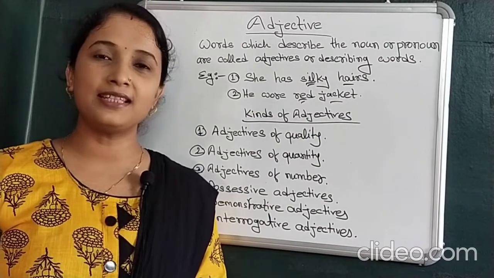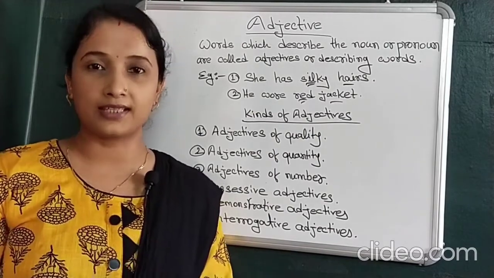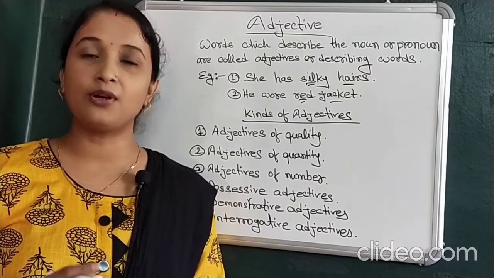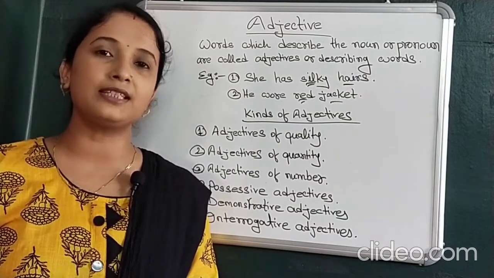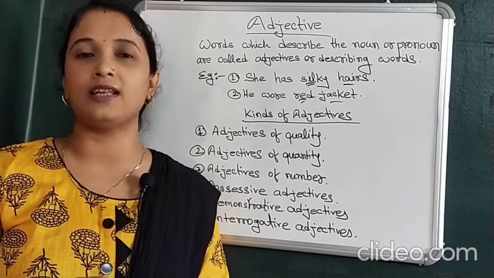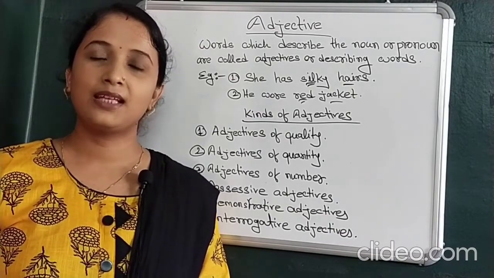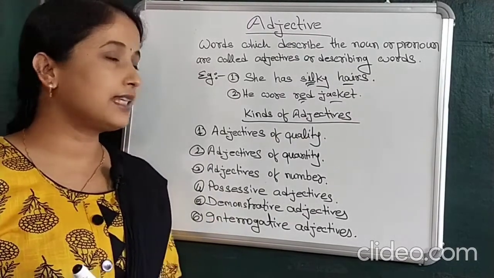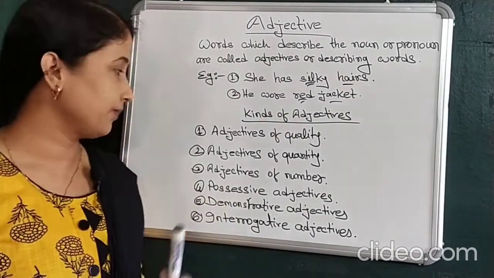Okay. So what is an adjective? Words which describe the noun or pronoun are called adjectives or describing words. Adjectives are always placed before the noun or pronoun. Now let's see kinds of adjectives. Here are 6 kinds of adjectives.